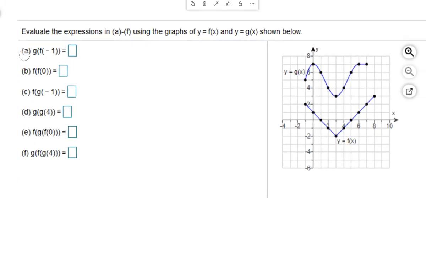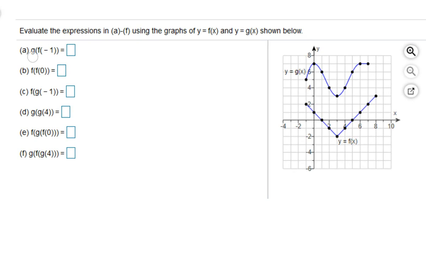part A says g of f of negative 1, and really we just need to follow the symbols to work these problems out. And we're going to sort of act like we're doing order of operations. We do what's on the inside first. So on the inside of this expression says f of negative 1.